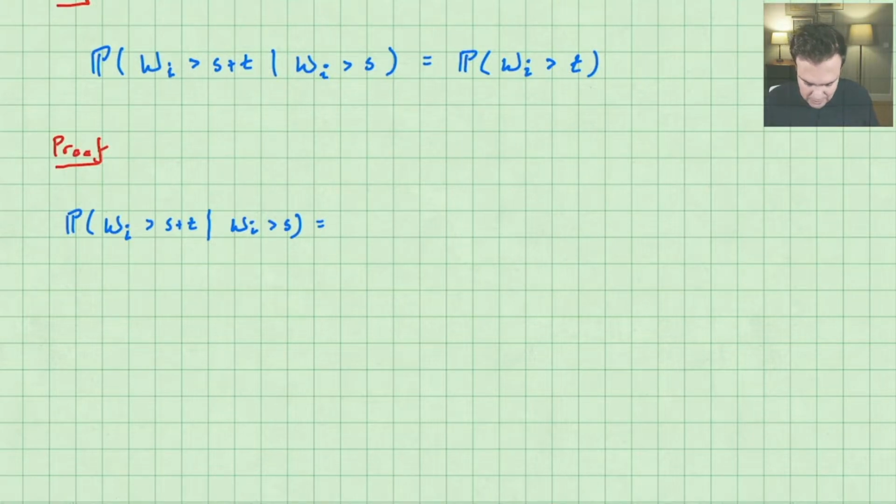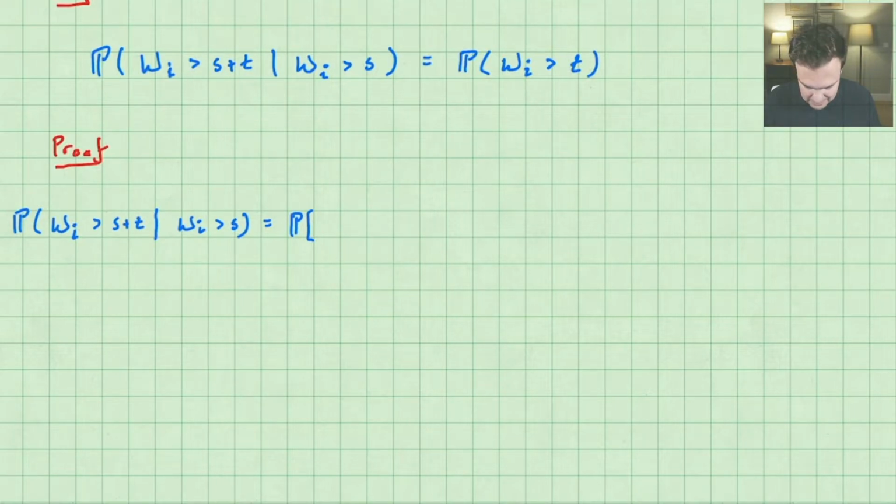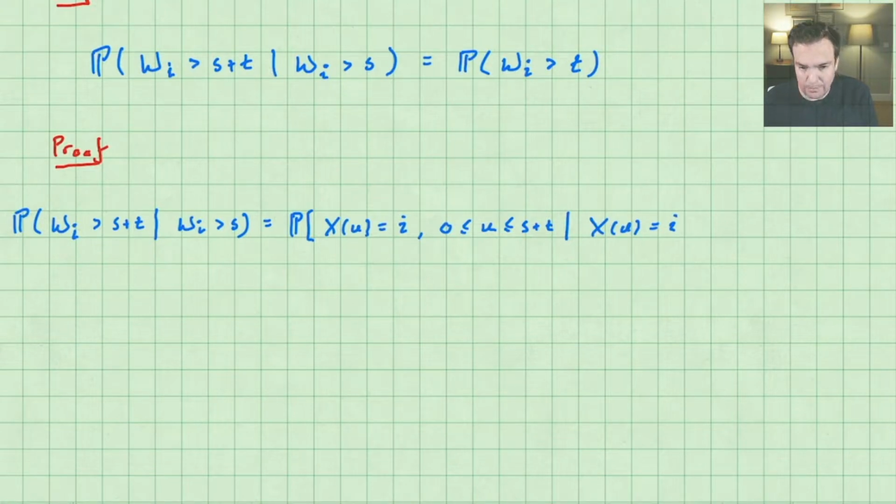So we're going to disassemble this and write it out in detail. What does that statement really mean? What it means is the probability that x of u is equal to i for u in the range 0 up to s plus t, given that x of u is equal to i for u in the range 0 to s. So that's just what the left-hand side says, rephrased.